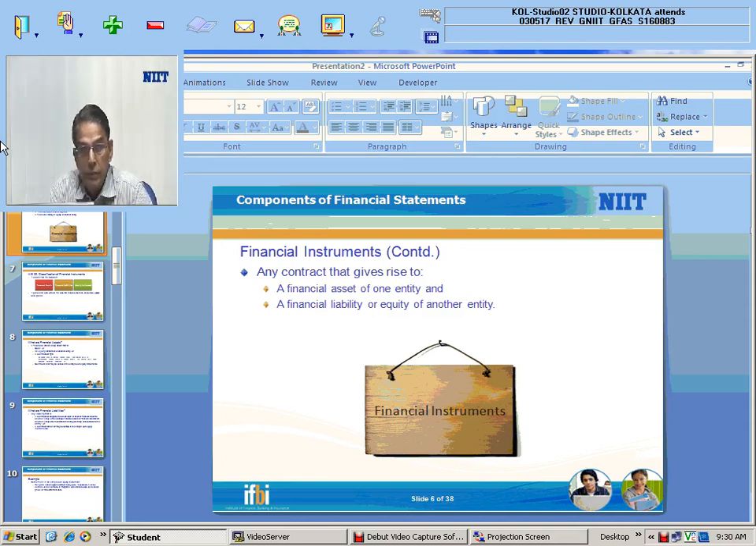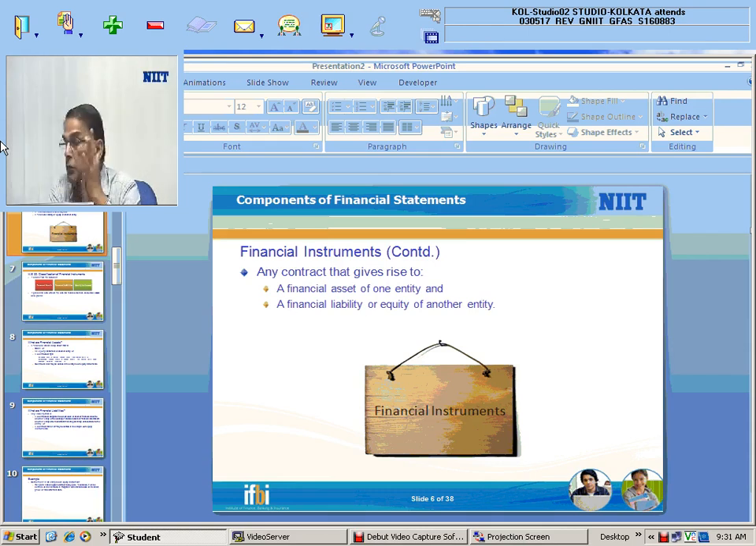So any contract that gives rise to a financial asset of one entity and a financial liability or equity of another entity is called a financial instrument. Let's have the definition very clearly in mind. It's an agreement which is enforceable by law between two parties. So neither of the parties has really any discretion, or very little discretion, to avoid these obligations. That is what a financial instrument is.